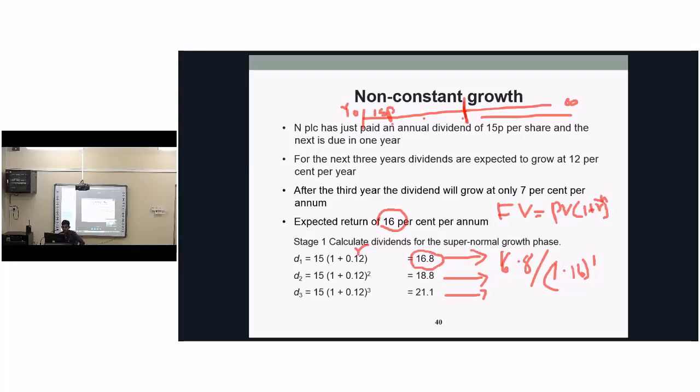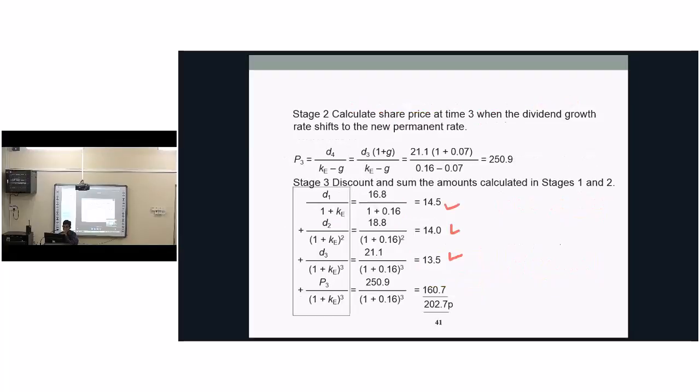This is year 1, this is year 2, this is 21.1. What we want is not D0, we want D1. That is, 21.1 is D0. We know the growth rate is 7%. We can apply this equation. That is, we take 21.1 as D0 and the growth rate. That is, in other words, the 4th year's dividend.